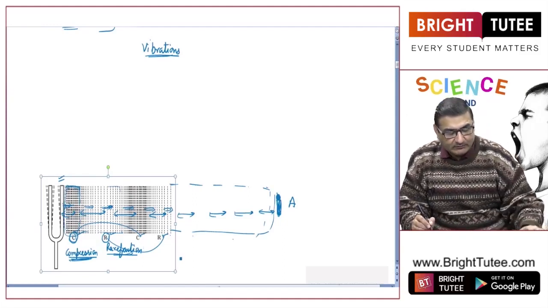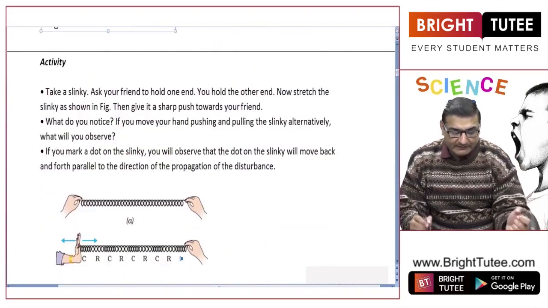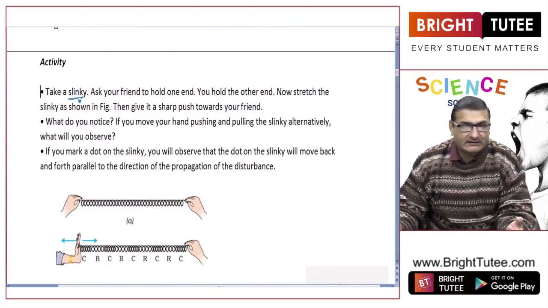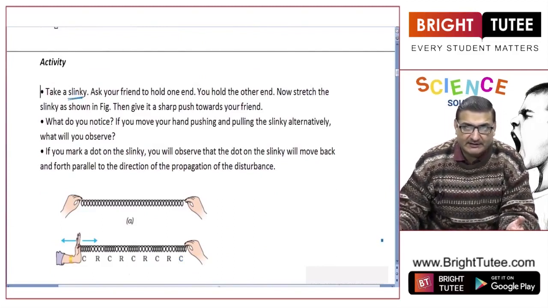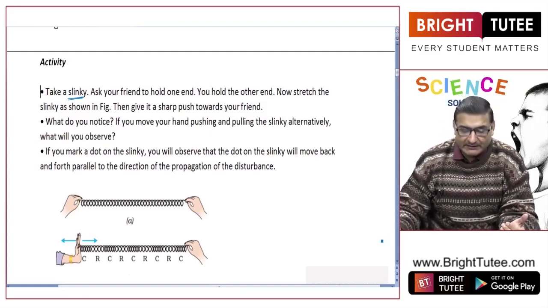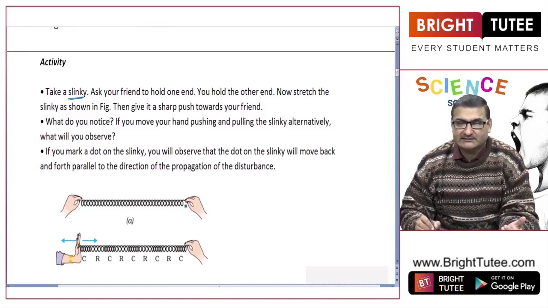Now please try to relate it through this representation. We will do an activity in which we will take a slinky. Now what exactly is a slinky? You must be knowing it. It is a long elastic spring which can be easily compressed or extended.